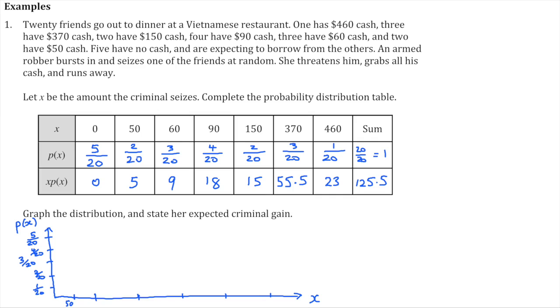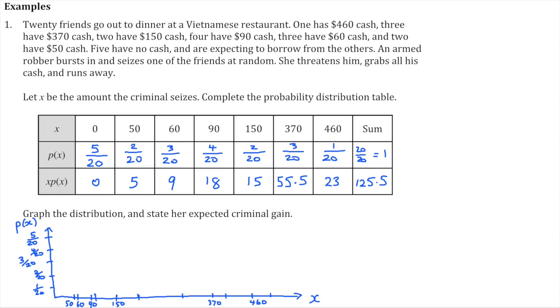Next one is $60 on my scale, that would be about there. 90 would be about there. Next one's 150, so that would be about there. 370, there's 200, 300, 370 would be around about there. And 460, I'll say, is about there. So that's my money. I now need to graph the distribution.